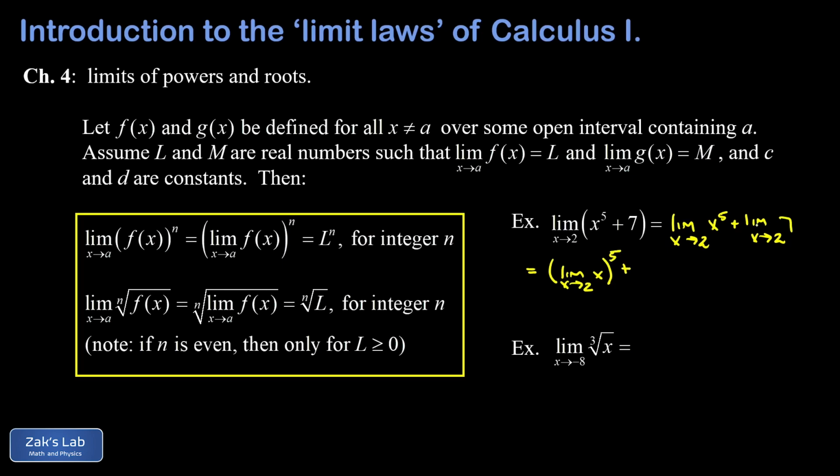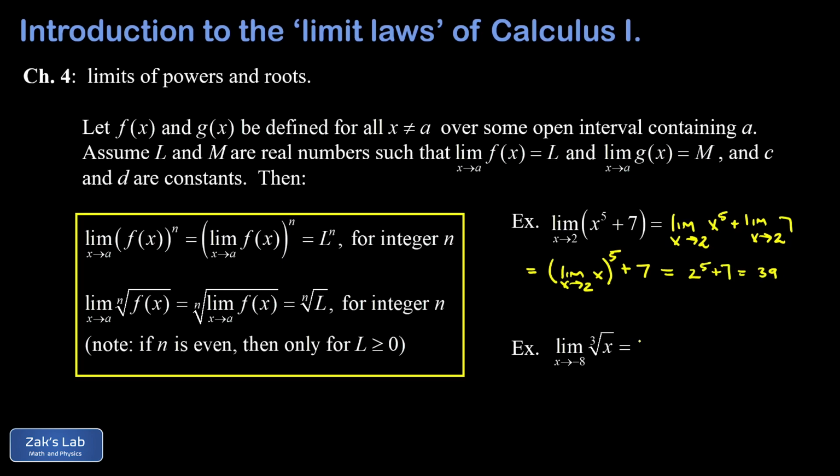And we'll go ahead and clean up the limit of 7 right now. The limit of 7 is just 7 no matter what x is going to. And again, I know how to compute the limit of x as x approaches 2. That's 2. So I end up with 2 to the 5th plus 7. 2 to the 5th is 32. So I have 32 plus 7, which is 39. And we're done with that one.